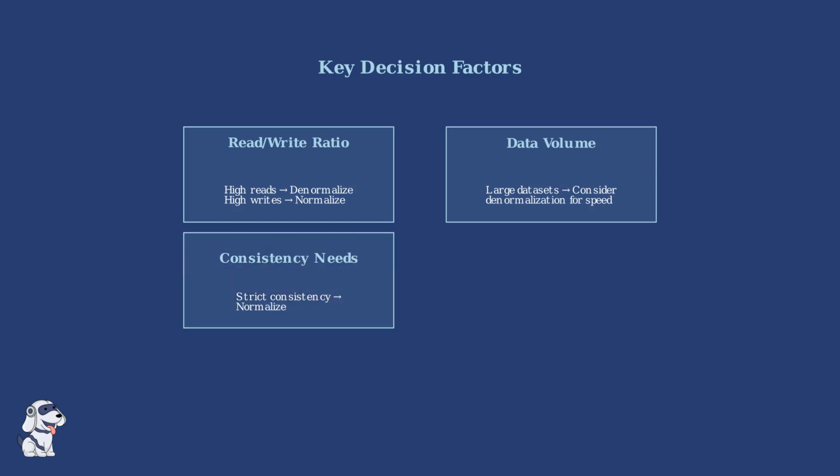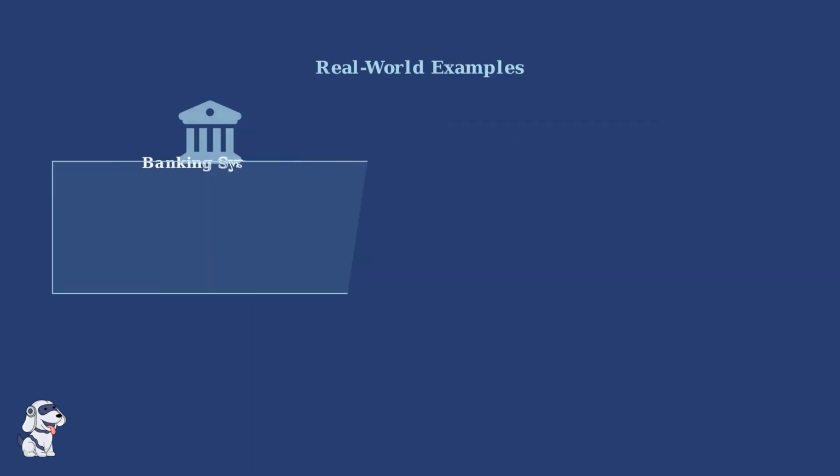Applications that require strict data consistency, like financial systems, typically need normalization to prevent data anomalies and maintain integrity. Finally, evaluate storage costs. If storage is expensive or limited, normalization helps eliminate redundancy and reduces storage requirements, though it may impact query performance. Let's look at two contrasting examples.